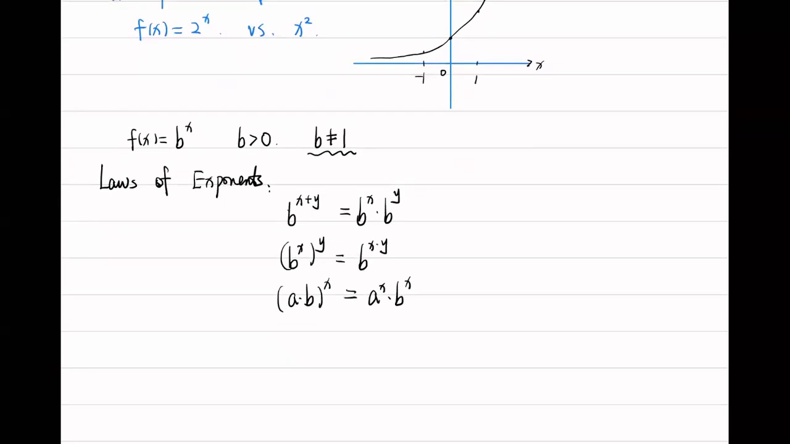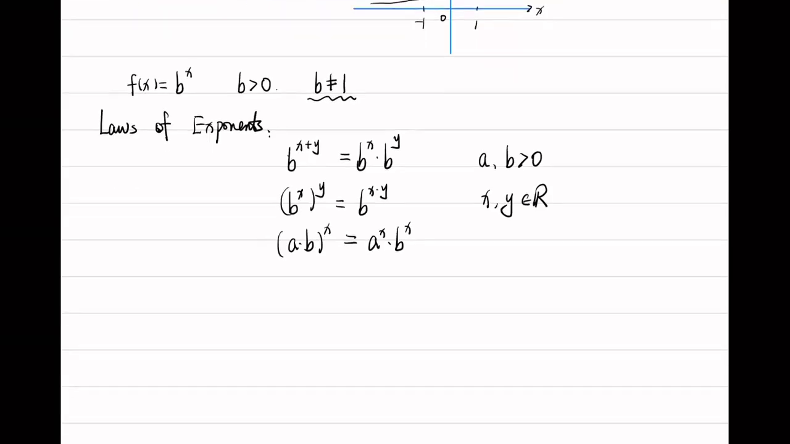So here we will assume that a and b, the bases, are always positive. And the exponent can be any real number. We should be very careful. If we allow negative bases, some of the laws will fail.